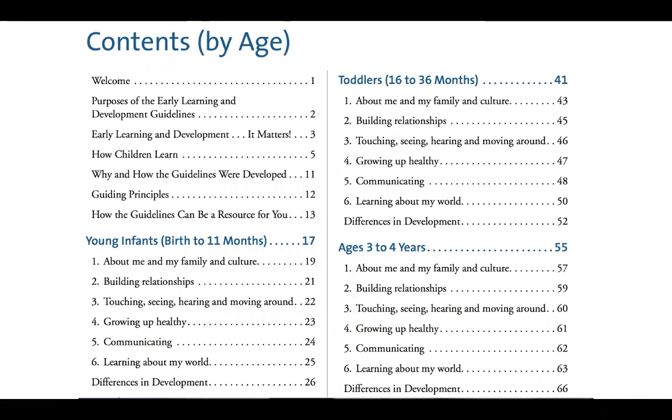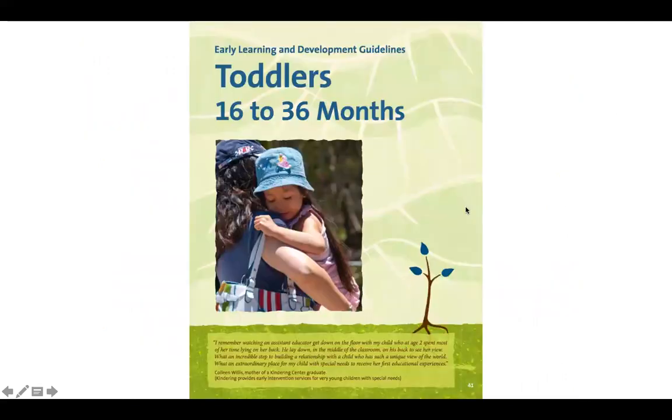This is the content page of the Washington State Early Learning and Development Guidelines. So you can see that it talks about the purpose of this book, why it matters, how children learn, how the guidelines were developed, and how they can be a resource for you. You can also see that the book is divided by age group. And so here we have toddlers 16 to 36 months on page 41 through 52.